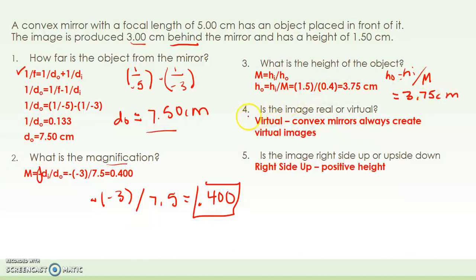And now, is the image real or virtual? Virtual, because remember that convex mirrors always create virtual images. And then, is the image right side up or upside down? It is right side up because it has a positive height.